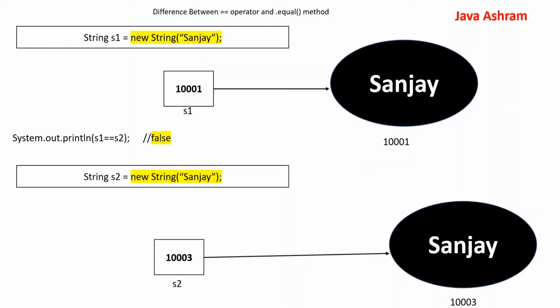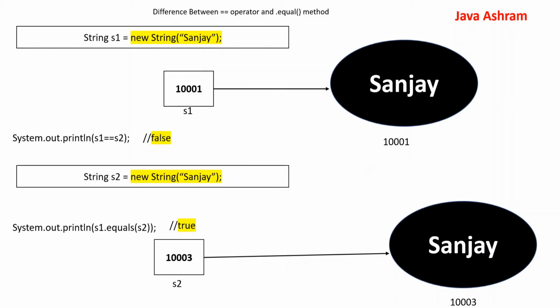Let's see the other use case. If you are writing System.out.println(s1.equals(s2)), equals is meant for content comparison. So s1 is referring to this object, and the content of this object is Sanjay. s2 is referring to this object, and the content of this object is Sanjay. This is meant for content comparison. So what should be the expected output? It should be true.